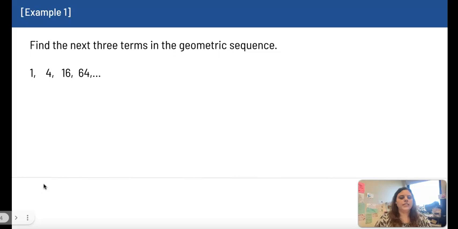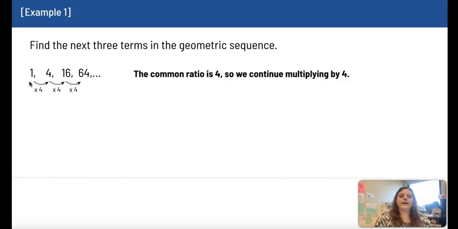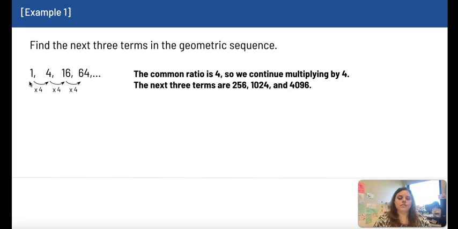So again, we're going to look at finding the next 3 terms of a geometric sequence. Here we have 1, 4, 16, 64. How much are we multiplying by from one to the next? If it's not easy to see, we can take the second term 4 and divide it by the first term of 1. So 4 divided by 1 is 4. So we're multiplying by 4. That means that the common ratio is 4, so we continue multiplying by 4 to get the next 3 terms. The next 3 terms will be 256, 1024, and 4096.